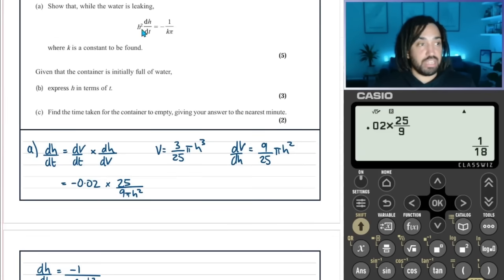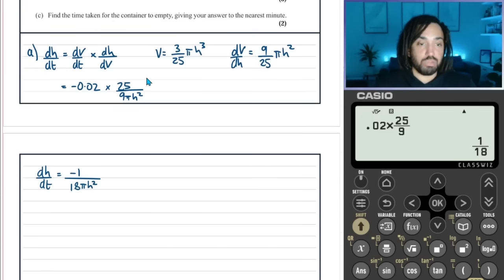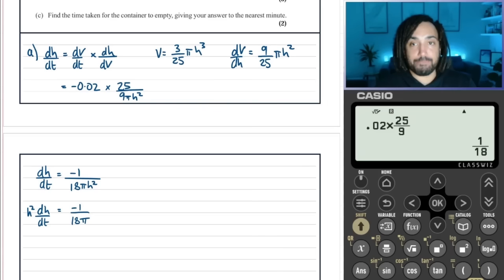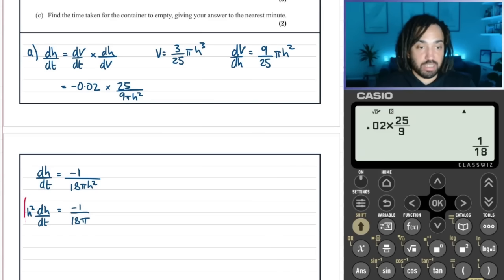Now you can see here that dh by dt is divided by h squared, so we can multiply that up, so we get dh by dt times h squared is equal to minus 1 over 18 pi. Perfect, and that is our answer solved.